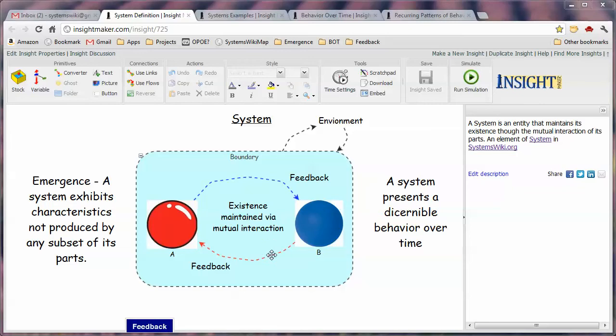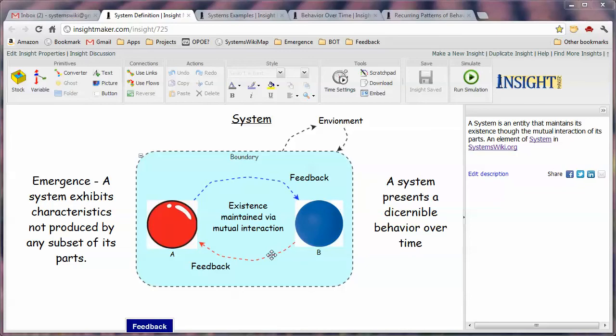It is those characteristics, that ability of something to arise from that interaction, that we refer to as the property of emergence, and we call them emergent characteristics. I remember from watching some of Russell Ackoff's videos, he commented that the nature of a system is not the sum of its parts, but the product of their interactions.